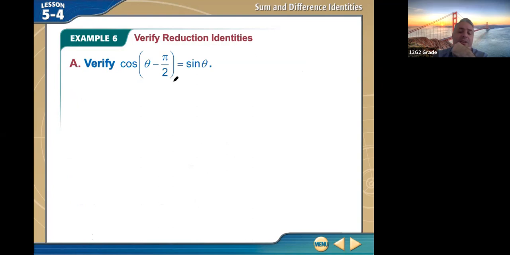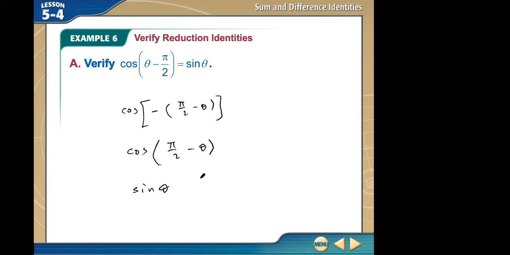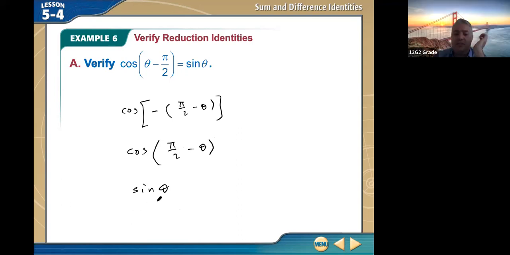Now, verify this. Normally, how can I solve this question? Cosine of negative pi over 2 minus theta. So negative pi over 2, positive theta. Cosine is an even function. For that reason, this is directly equal to this. And now the cofunction rule, it is directly sine of theta. Finished, without using identities.